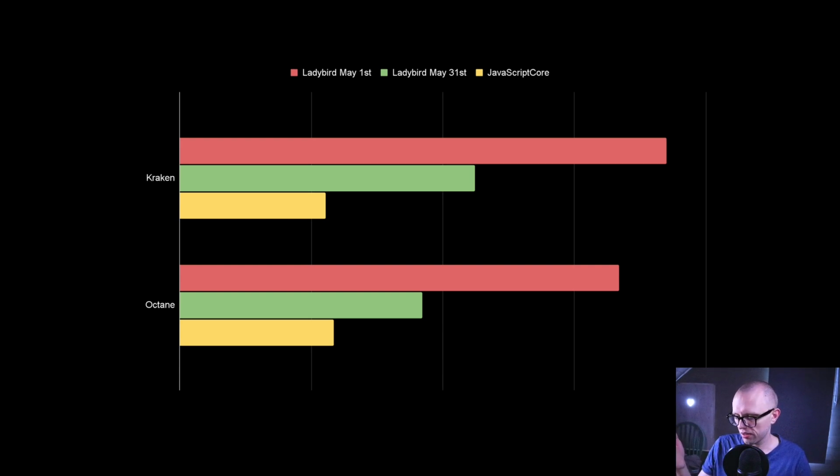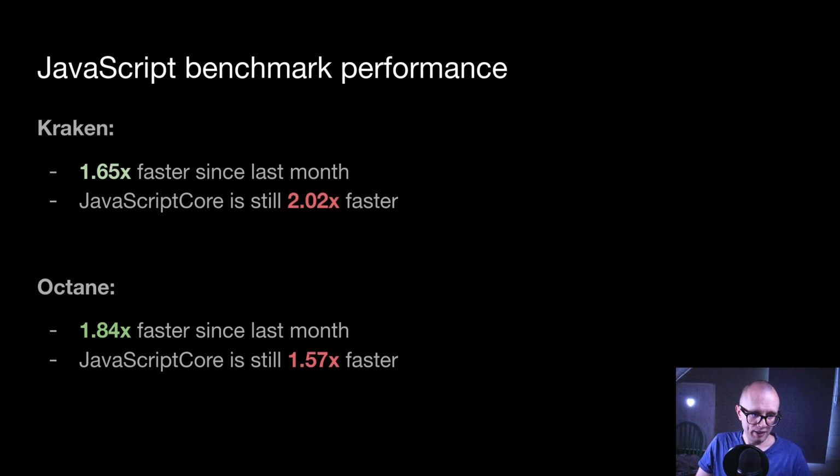I put it on the chart because one of the long-term goals is to match the performance of other production JavaScript engines like JavaScript Core and V8 when they run without a JIT compiler. Just for reference, you can see that we are substantially faster at JavaScript this month, but we still have a long way to go to catch up to JavaScript Core. Put into numbers, we are 1.65x faster since last month on Kraken and 1.84x faster on Octane. So we're moving in the right direction here.